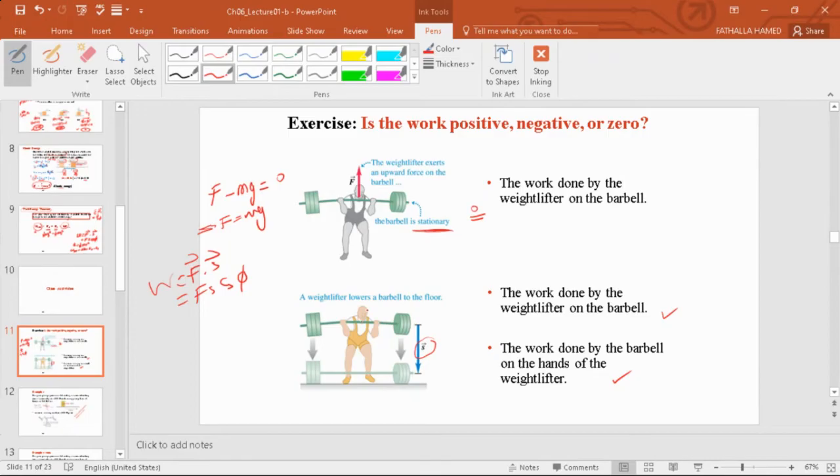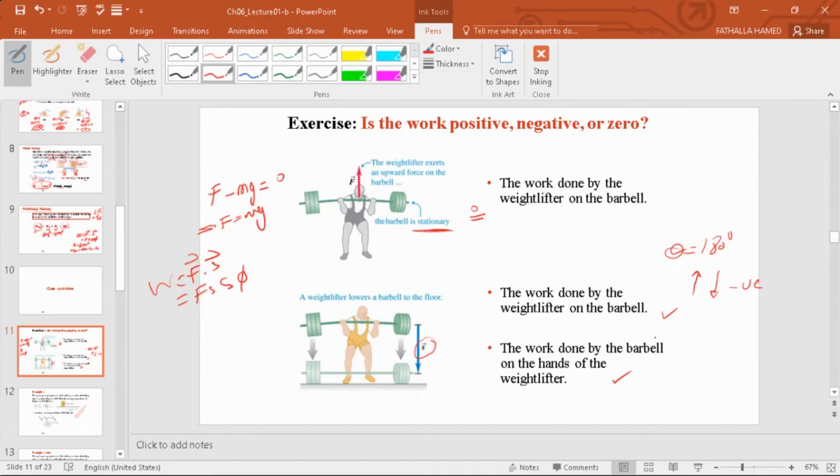Now, the force applied by the lifter is up in this case, and the displacement is down. So the angle between both of them is 180 degrees, and cosine 180 degrees is -1. So in this case, you're going to have negative work.